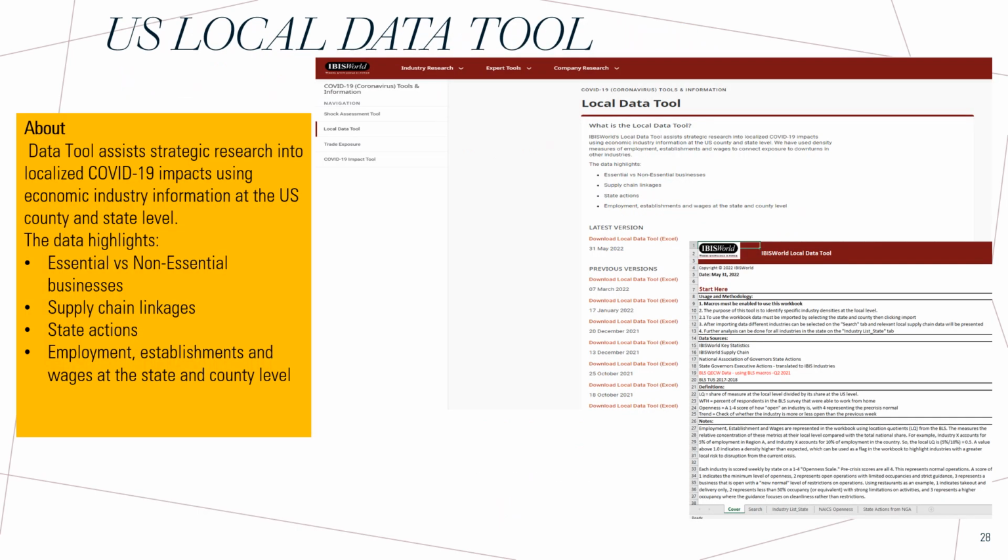There is the U.S. local data tool available. So a little information about it. The data tool assists strategic research into localized COVID-19 impacts using economic industry information at the U.S. county and state level. The highlights include essential and non-essential businesses, the supply chain linkages, state actions, and also employment, establishments, and wages at the state and local level are available.